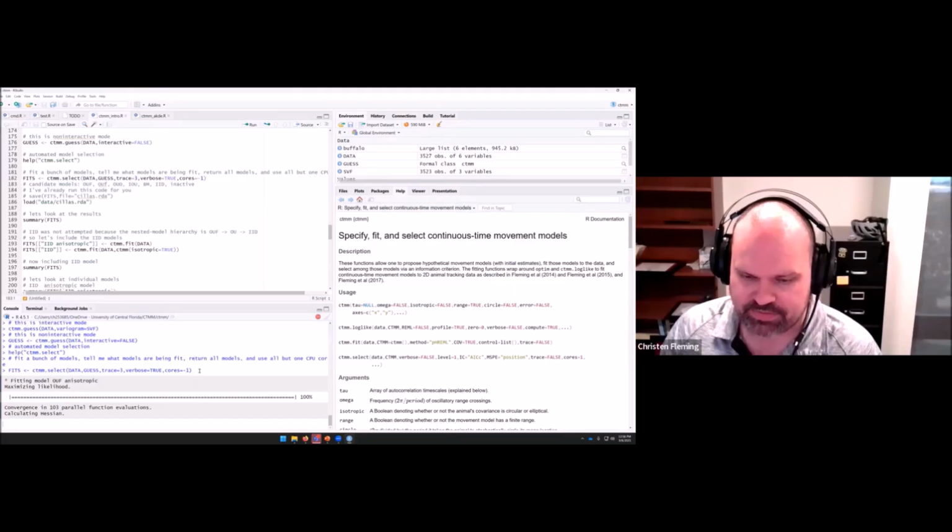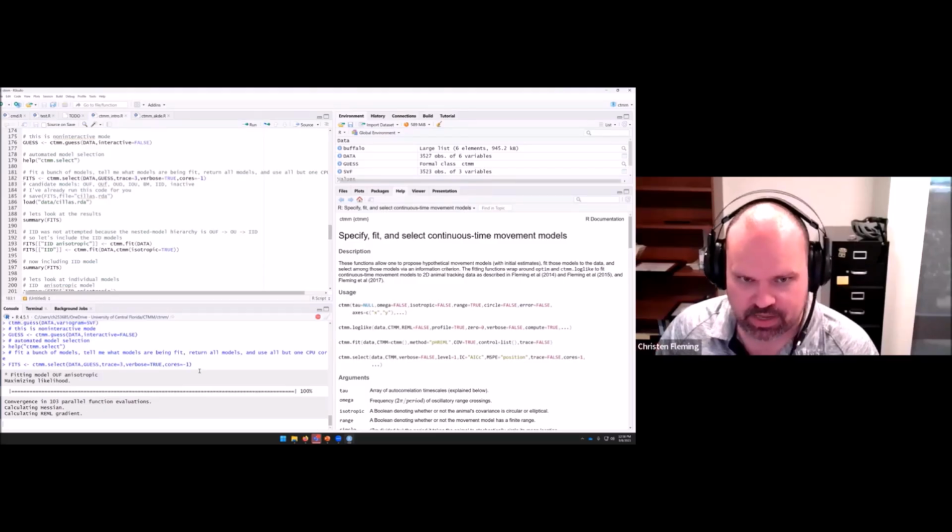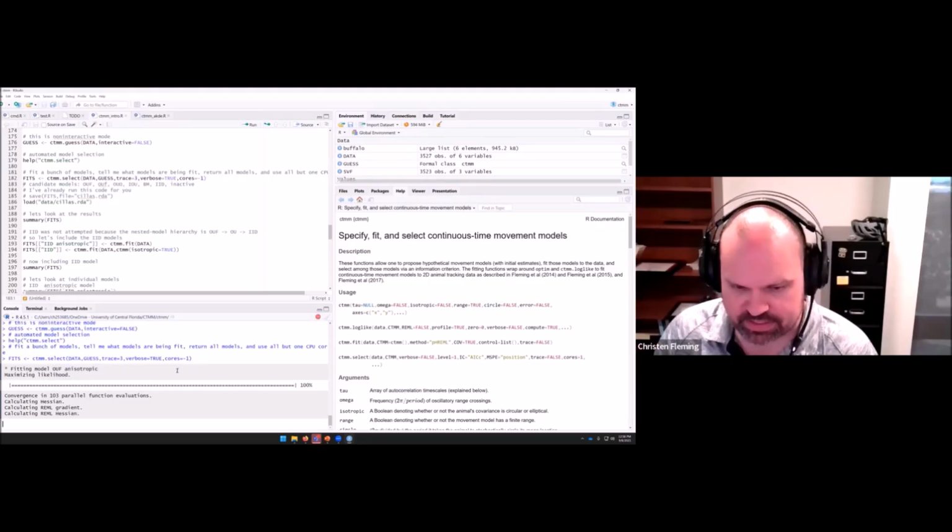you have multiple individuals tracked. So that's embarrassingly parallelizable in that if you have 12 cores on your computer, you could easily do 11 of these at a time. It doesn't take a ton of RAM. I'm going to stop this.